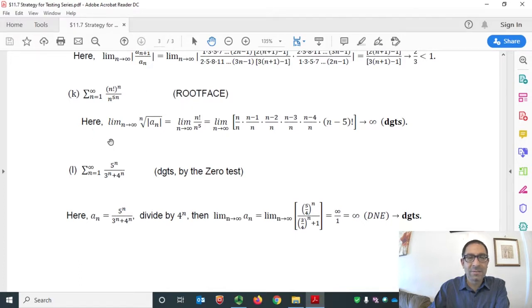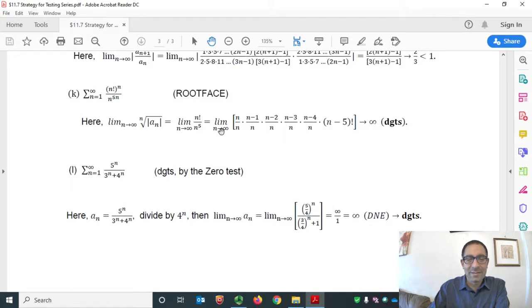So here the limit of the nth root of the absolute value of a_n equals the limit as n goes to infinity. So the nth root cancels this n power, so we only have n factorial over n to the power 5. Then the next step, the limit as n goes to infinity. So the factorial is n times n minus 1 times n minus 2, n minus 3, n minus 4 times n minus 5 factorial. I stopped here. And n to the power 5 means 5 many n's: 1n, 2n, 3n, 4n, 5n.